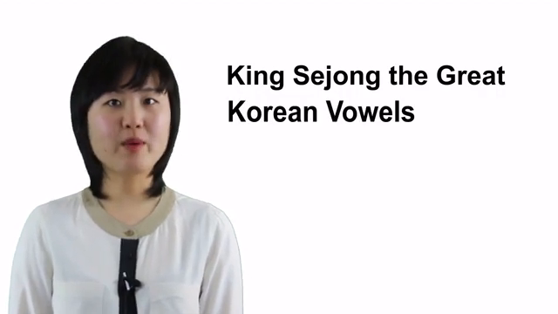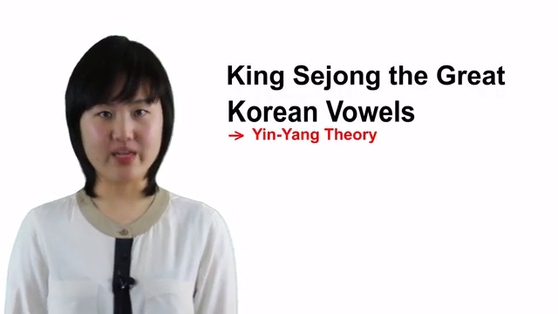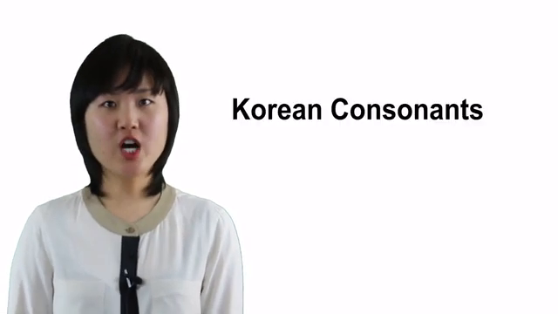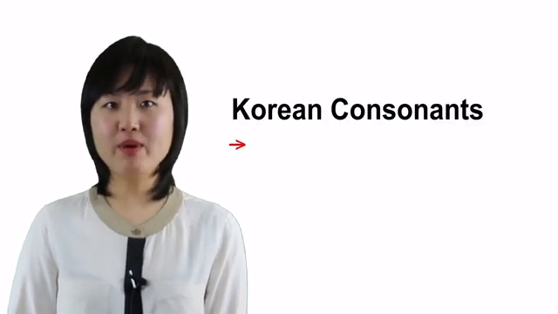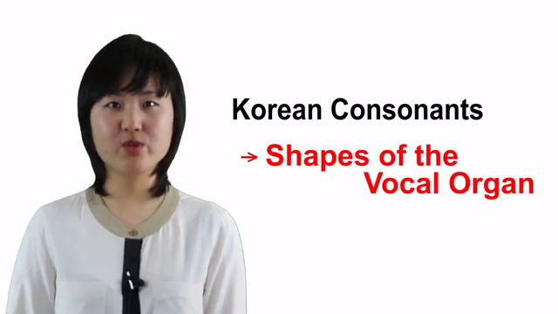I explained that King Sejong the Great created the vowels from the principles of the yin-yang theory. Then what about the consonants? Do you think they're just random symbols? Actually, they're not. Each consonant is made based on the shape of the vocal organ when it's pronounced.